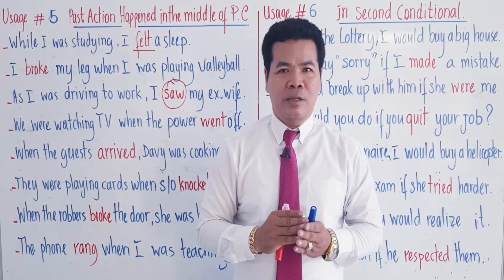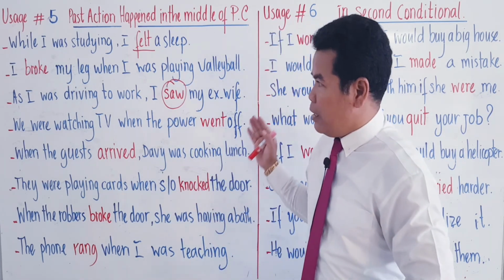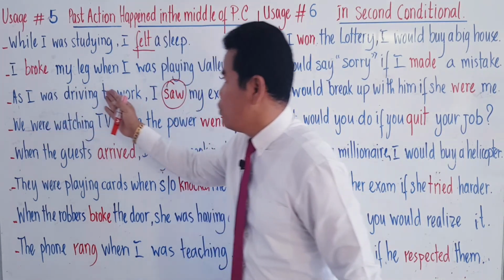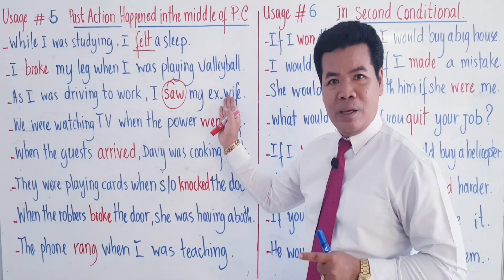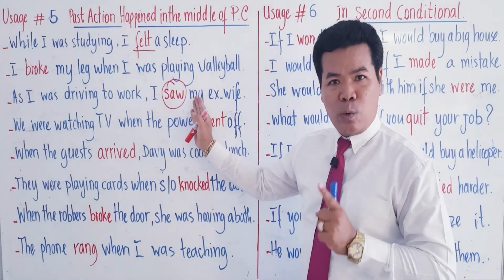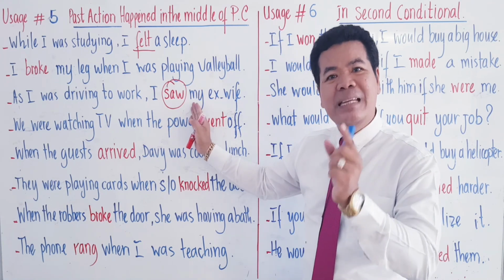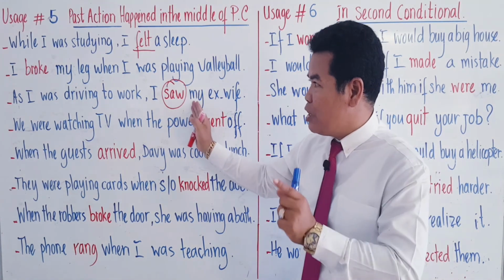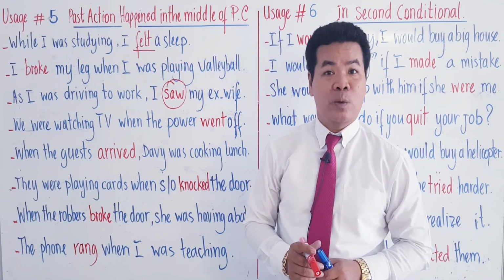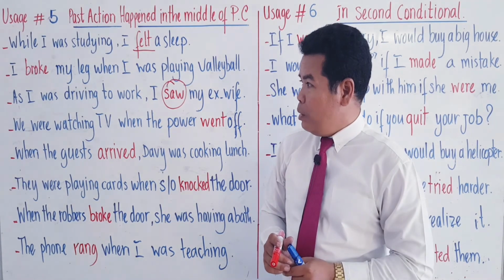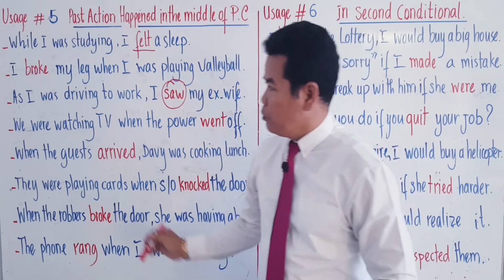Okay? So let's go to the example once again. As I was driving to work, I saw my ex-wife. So I saw my ex-wife happen in the middle of the action I was driving to work. Okay? So let's go to the next example.